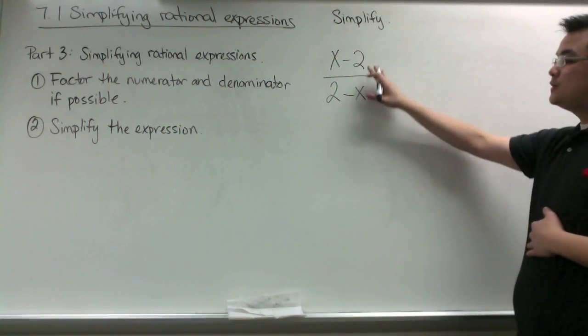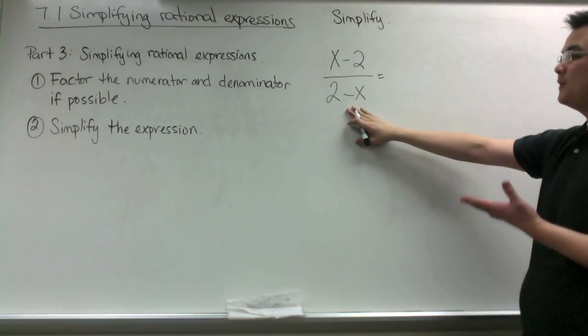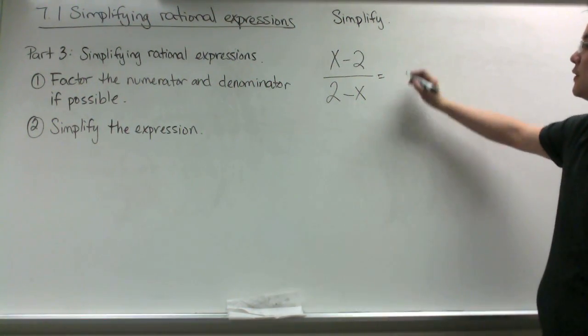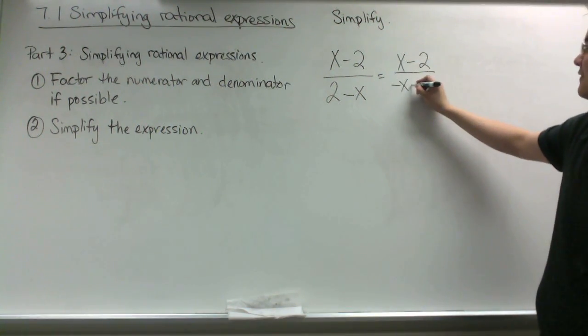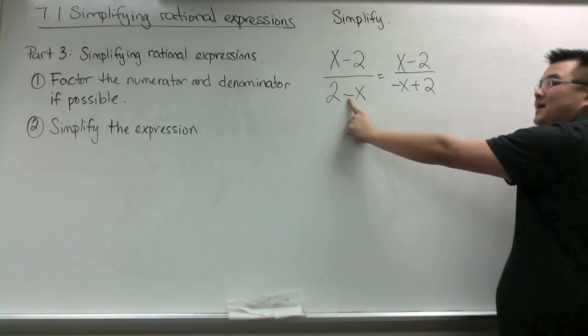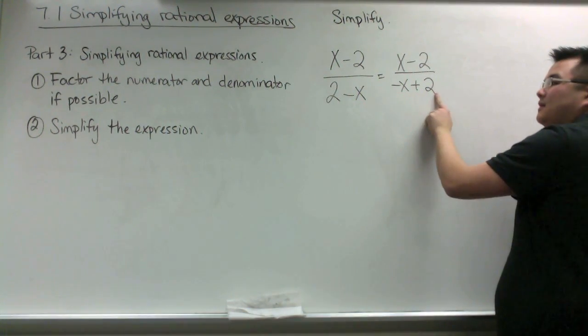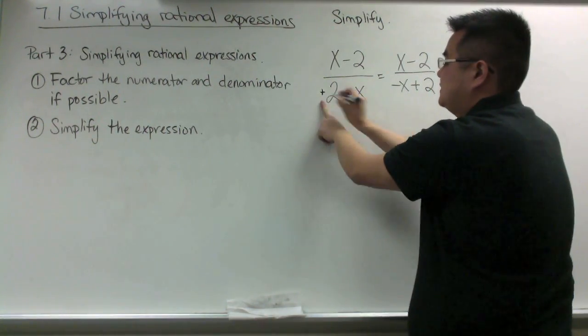Example, if you notice, the two binomials look very similar, but they're slightly different because of the order of the variable and the number. In this example, what we're going to do is we're going to put the denominator in order, and we're going to write negative x plus 2. The reason why there's a negative sign in front of the x is because of the minus sign here that's in front of the x, and the reason why there's a plus sign in front of the 2 is because there's an imaginary positive sign in front of the 2 here.